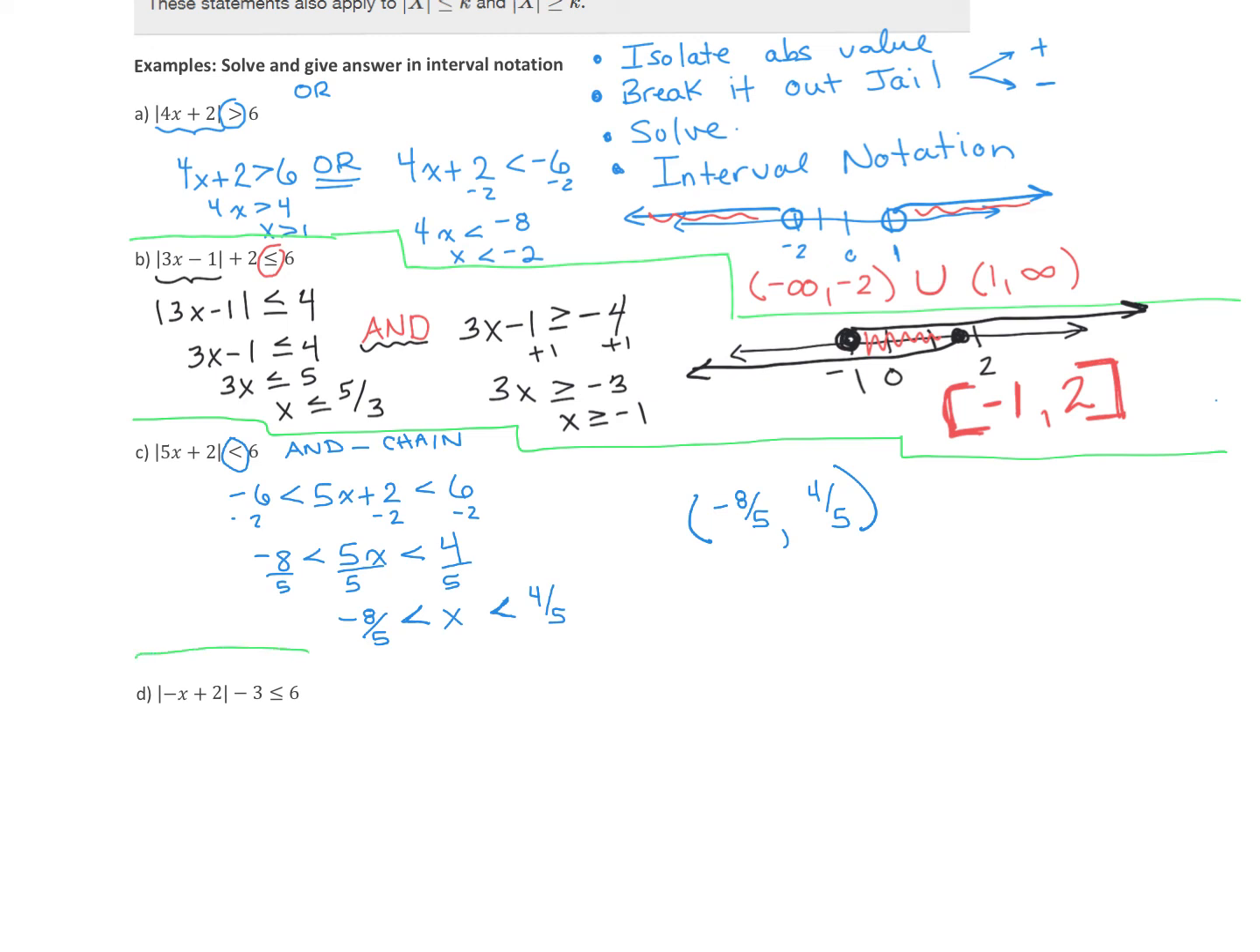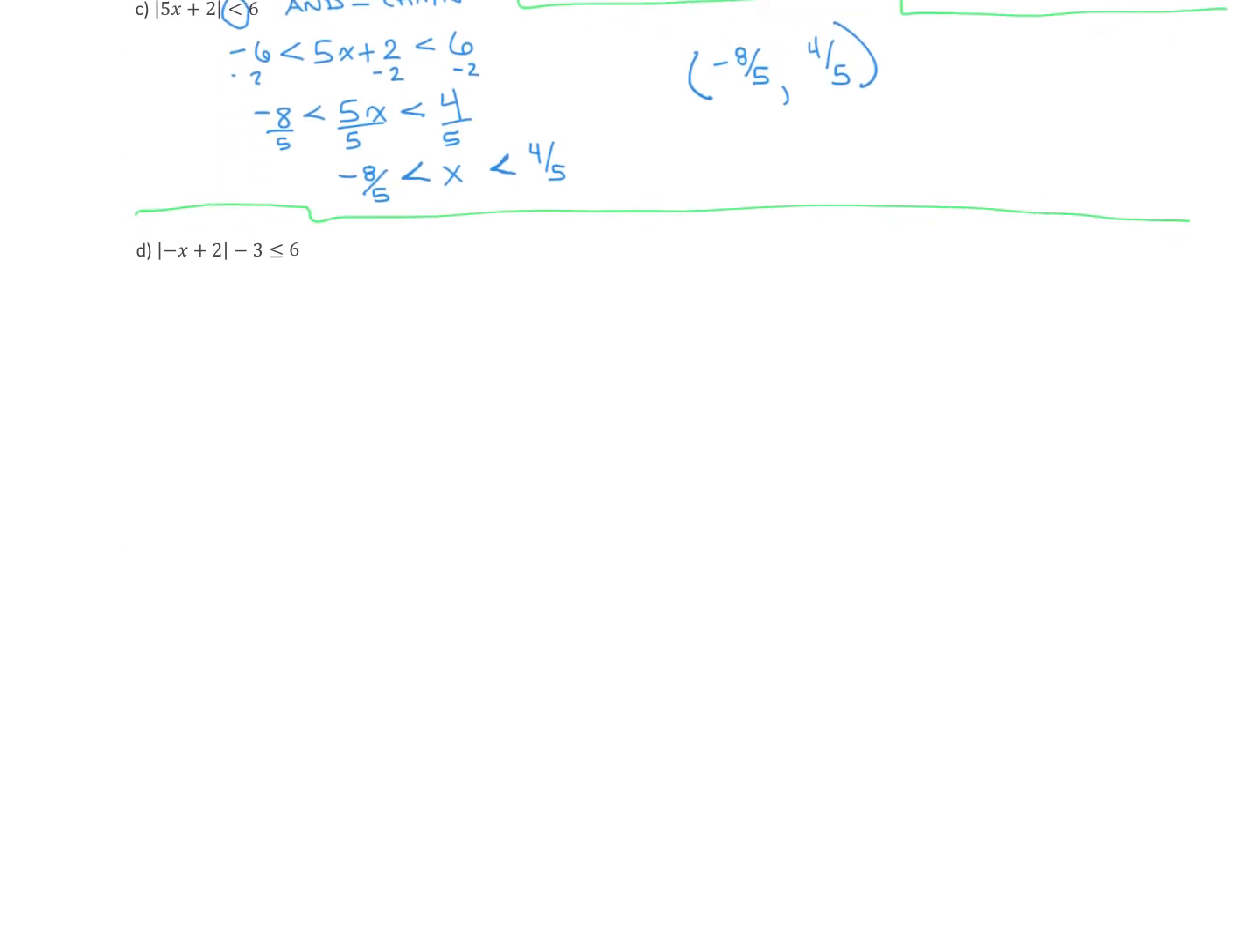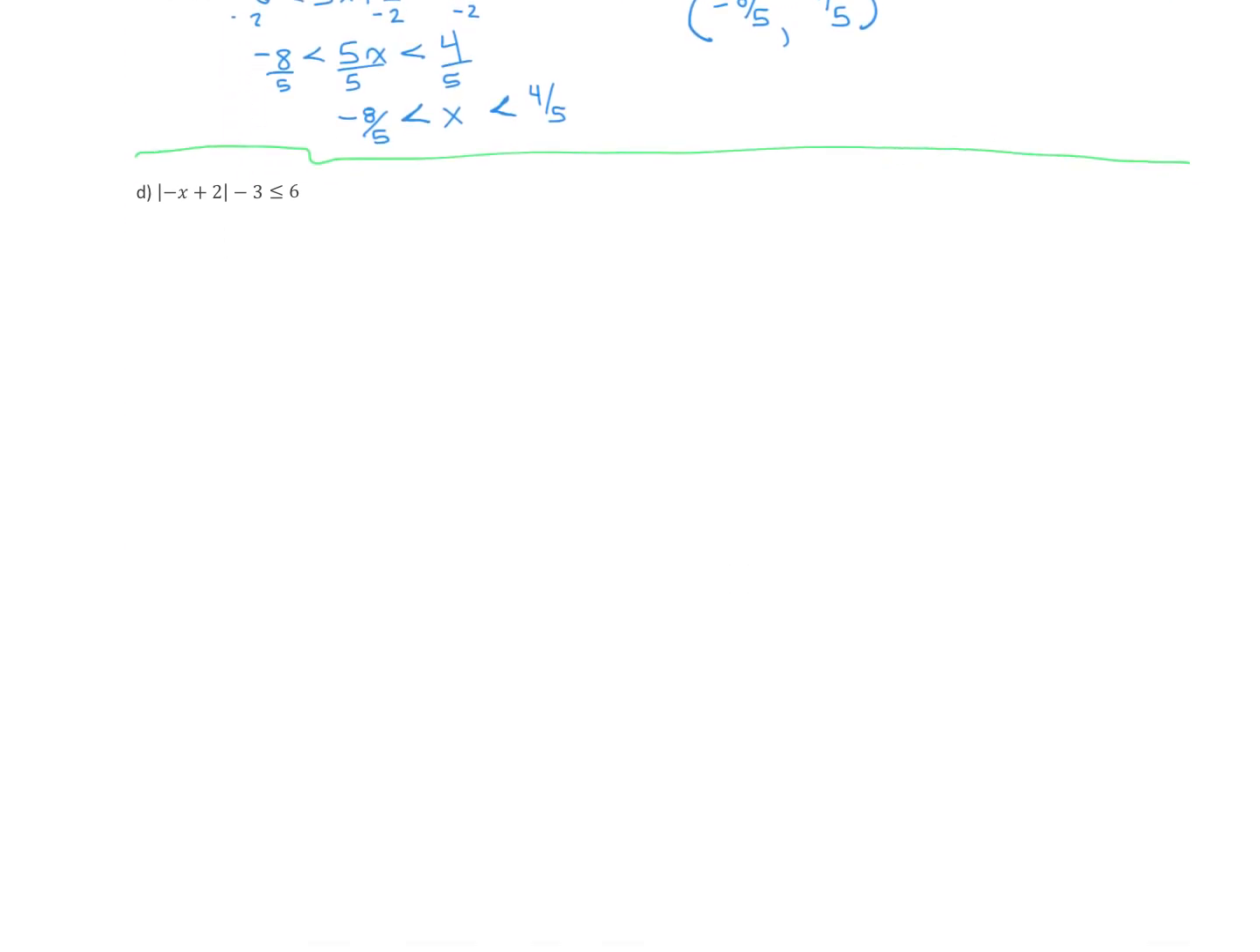Okay, I have one more example. This has a less than or equal to symbol. So that's going to be a less than. It's going to be an and statement. I can make that decision right away. But I can't break it up right away. I first need to isolate the absolute value. So we've got negative x plus 2 less than or equal to 9.